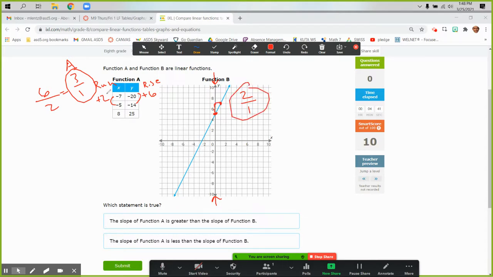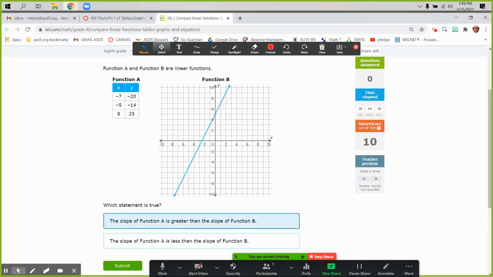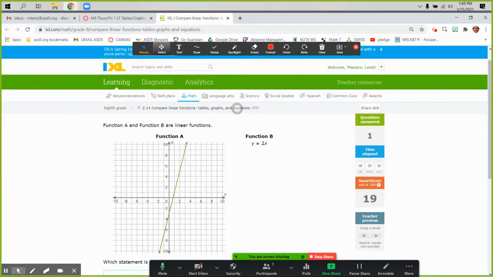So which one now has a greater slope? 3 over 1 or 2 over 1? And like I told you, 3 over 1 is going to be greater than 2 over 1. So my answer for this one would be A is greater. Okay? Now, see if it'll give me a different problem next so I can go over the other type.